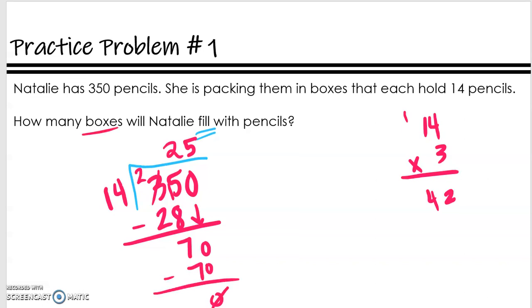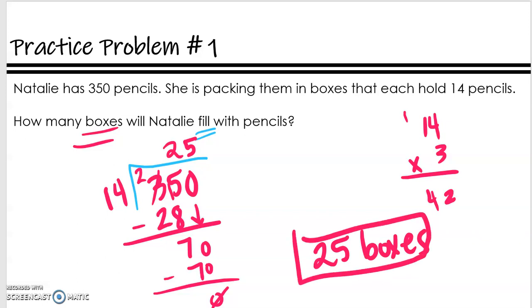Here's what this means. Natalie will fill 25 boxes, and there will actually not be any pencils left over because my remainder was 0. So this one actually works out perfectly.